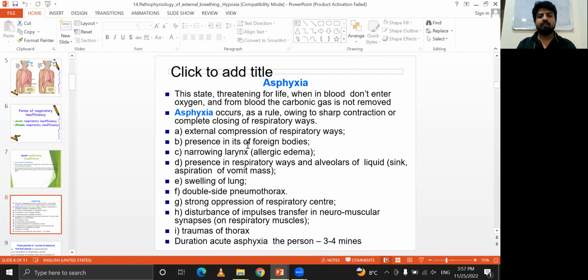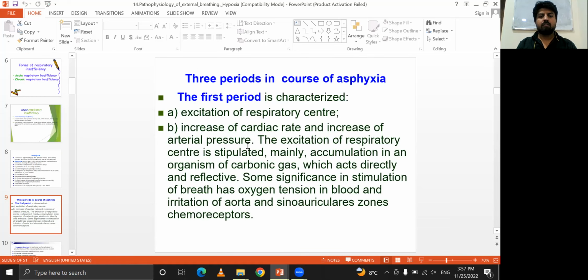Asphyxia is a state threatening life, in which oxygen does not enter the blood and carbonic gas is not removed from the blood. It includes obstruction of the larynx, swelling of the lungs, double pneumothorax, strong oppression, and external compression of the airways. Everything is included in asphyxia. There are three periods or three courses of asphyxia.